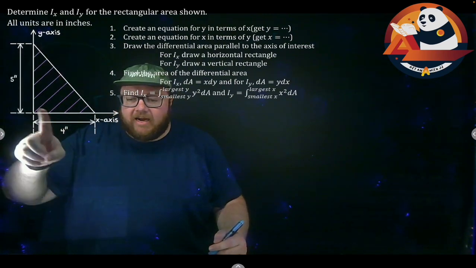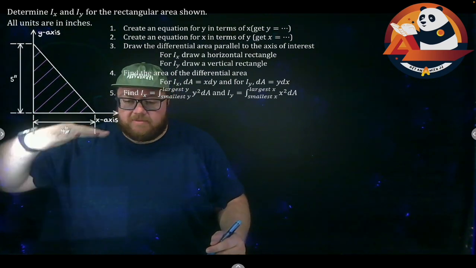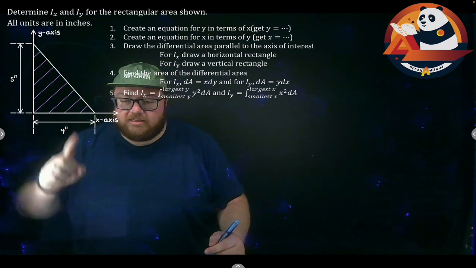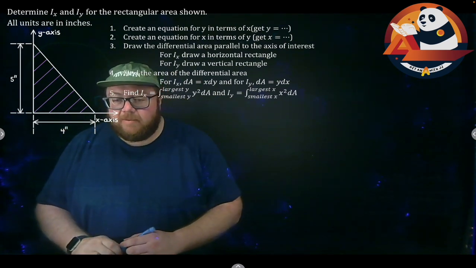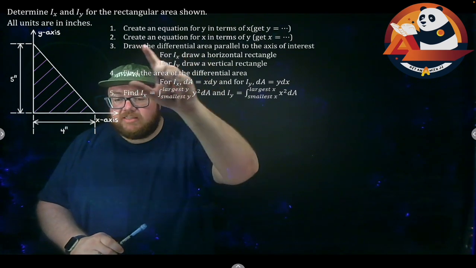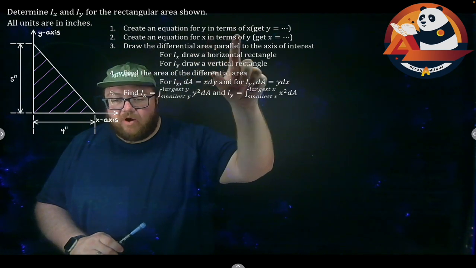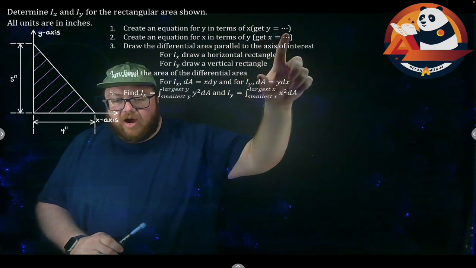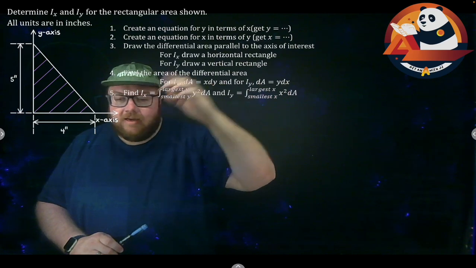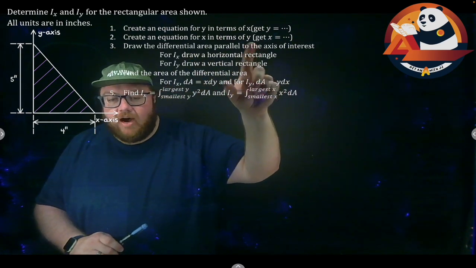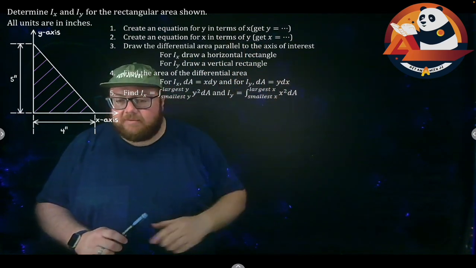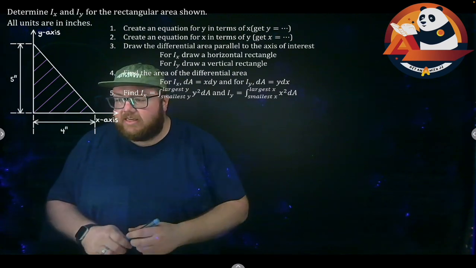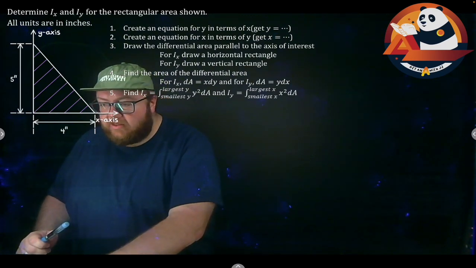So determine Ix and Iy, moment of inertia about our x-axis and y-axis for our objects shown. And then I've written out our steps. So to do this, we're going to say, let's create an equation for y in terms of x, so you get a y equals something statement. We'll do the same thing for x in terms of y, get an x equals statement. So let's just stop there and we'll get these set up. So we're trying to work through that.